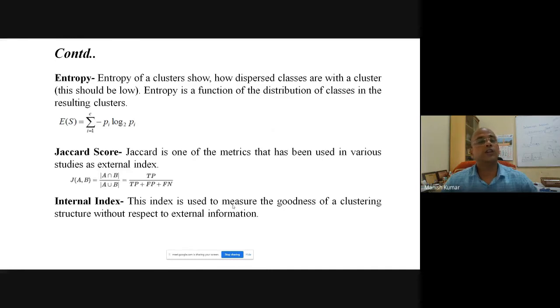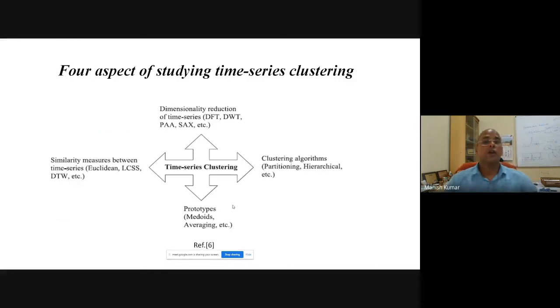Entropy, you know, is very useful because it is also used in classification, like all types of decision tree methods. The ID3 algorithm makes use of this entropy. So the entropy of a cluster shows how dispersed the classes are within a cluster, so this should always be low. Here p_i stands for the probability that a particular data point falls in a particular class c_i. Similarly, Jaccard score and internal indices will be used as measures.